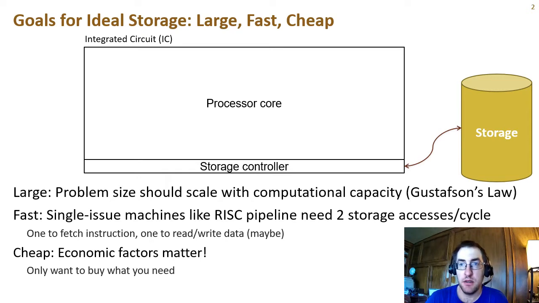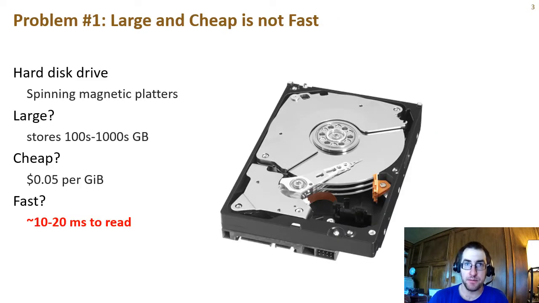Our speed, we would like it to be approximately able to keep up with 2 storage accesses per cycle so that we can fetch an instruction. And if that instruction uses the data or data memory, then we should be able to load or store while fetching an instruction as well. And it should be cheap. So the first problem is that large and cheap is not fast.